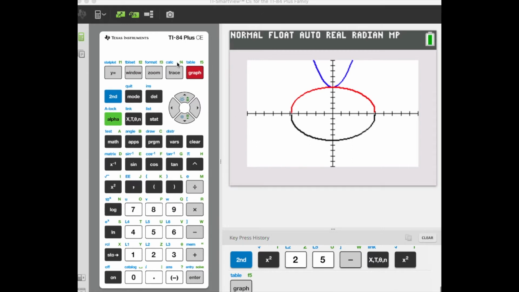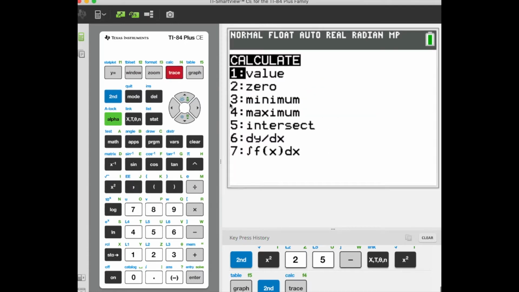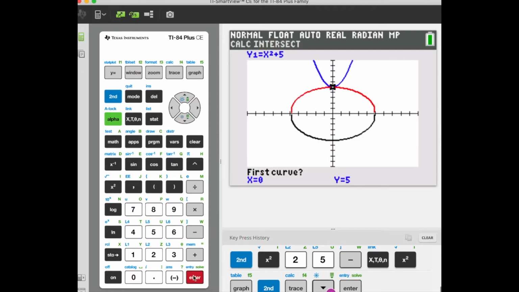So remember we said on Calc you have a lot of stuff going on there. Let's do second trace so that I can get Calc. And you notice that number 5 says intersect. So let me scroll down to 5 and press enter. Now it says first curve. Obviously when you're intersecting you have multiple curves. The first curve is this one, y is x squared plus 5.